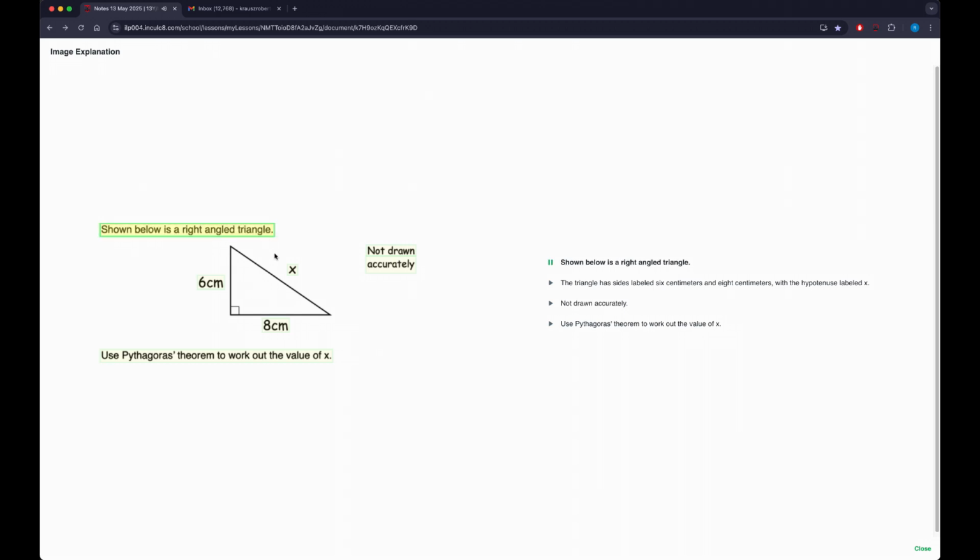Shown below is a right-angled triangle. The triangle has sides labeled 6 centimeters and 8 centimeters.